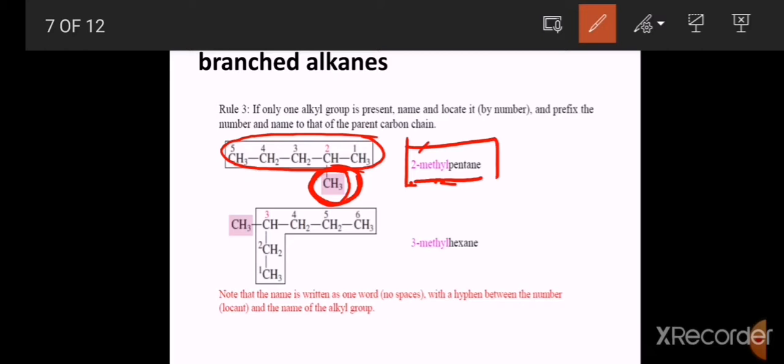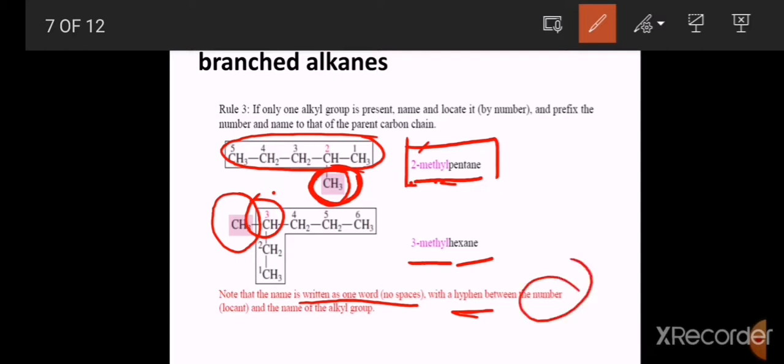Okay? Then, dito naman sa second example natin, the substituent is methyl. Ulitin natin, substituent ay yung carbon atom na hindi kasama sa parent chain. So, if the substituent is methyl and it is located on carbon number 3 or the third carbon on the parent chain, so that would be 3-methylhexane. Ulitin natin, this name is written as one word, so there's no space in between. A hyphen or a dash would be placed in between a number, or that is the locator, and the name of the alkyl group.